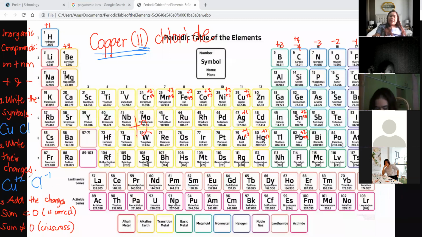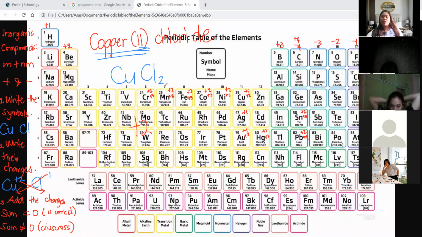So if we add positive 2 plus negative 1, that is equal to positive 1. So, kailangan ta mag-crisscross. If we do the crisscross, copper now will have the 1, pero di ba ingon ko pag 1, dili na butangan og 1 nga subscript. And then, idugtong nato si Cl, pero Cl will have the 2. So, this is now the correct chemical formula for copper chloride, CuCl2. Okay? Questions so far about this?